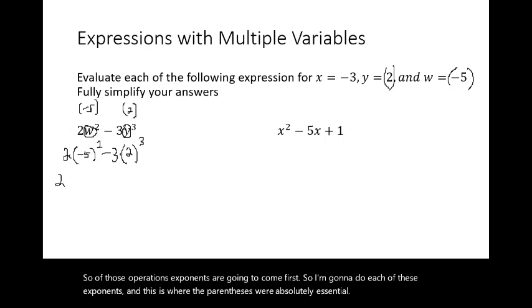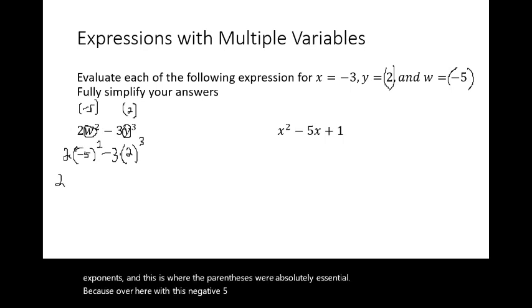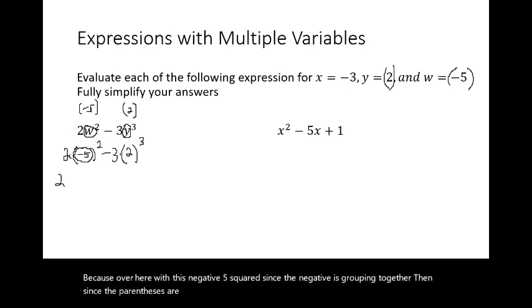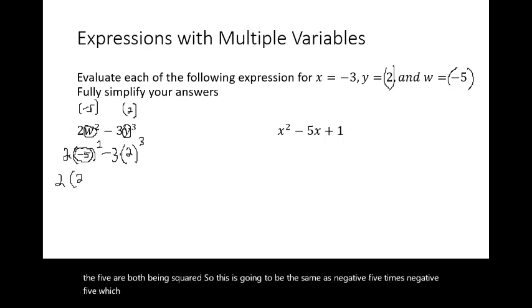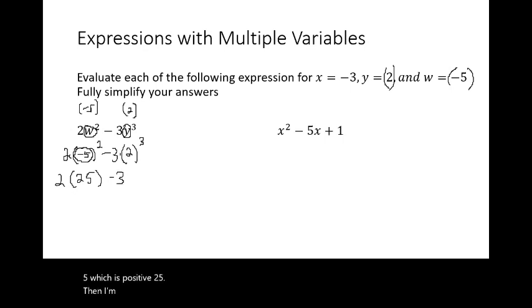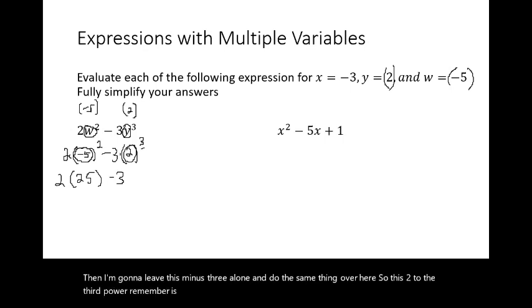Because over here with this -5 squared, since the parentheses are grouping together the negative and the 5, both the negative and the 5 are being squared. So this is going to be the same as -5 times -5, which is +25. Then I'm going to leave this -3 alone and do the same thing over here. So this 2 to the 3rd power, remember, is not the same as 2 times 3. This is 2 times itself 3 times. So 2 times 2 times 2 gives us 8.